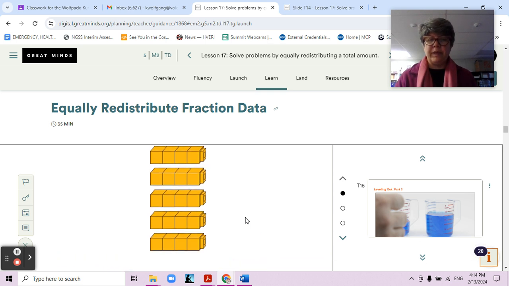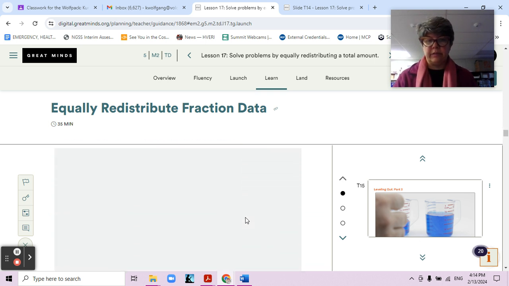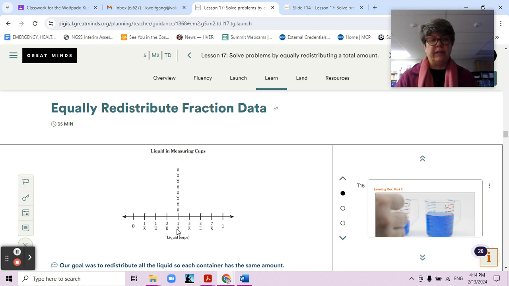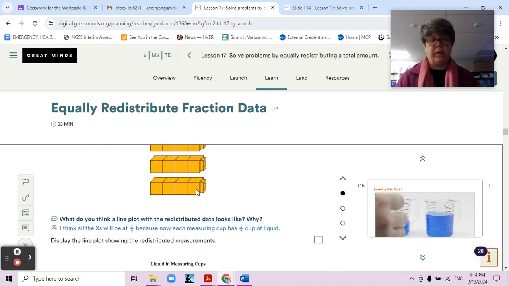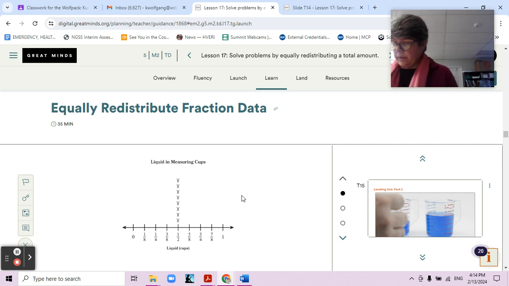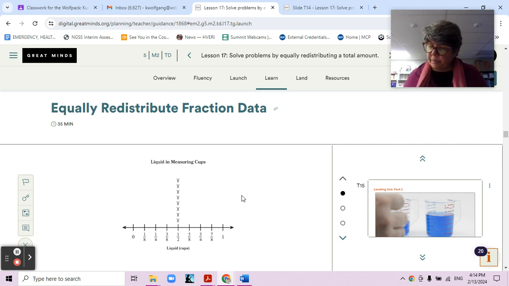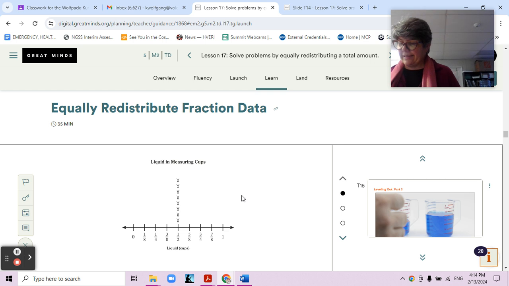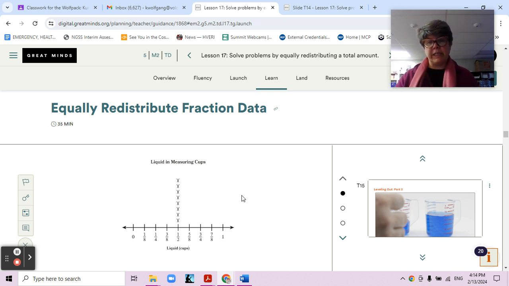All right. What would the line plot look like? Look at that. They are all 1/2, right? They're all 4/8, which is 1/2. And there's our new line plot. Okay. So our goal was to redistribute all the liquids so that each container has the same amount. What do you think the word redistribute means? Redistribute could mean to share equally. It could mean to pass out again, right? To give it out again in equal parts this time.